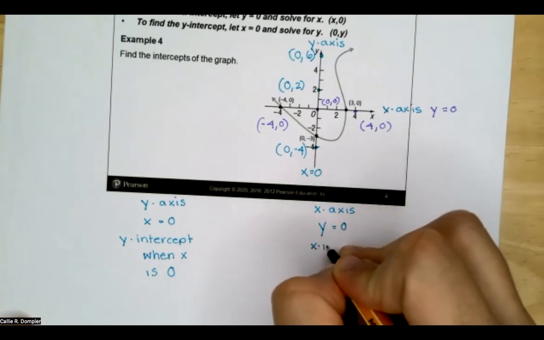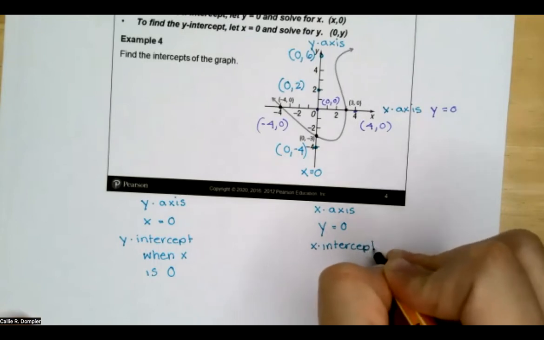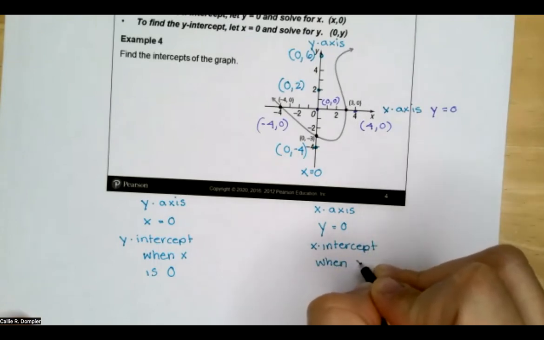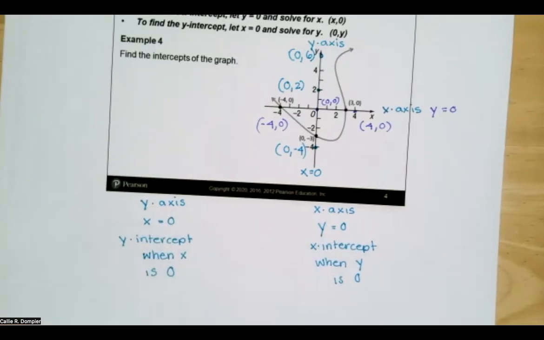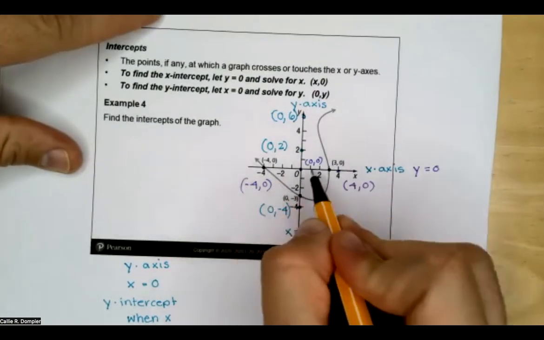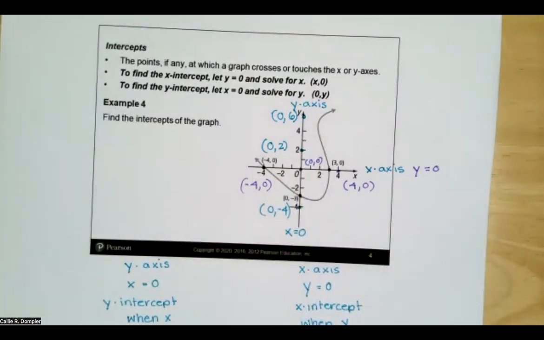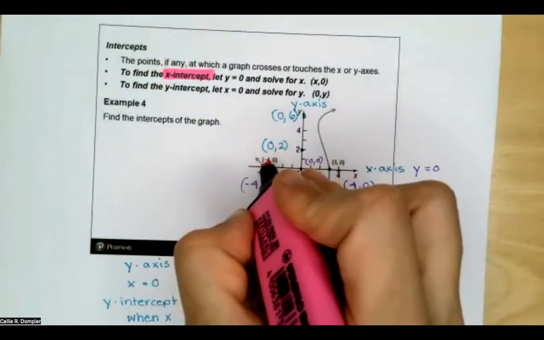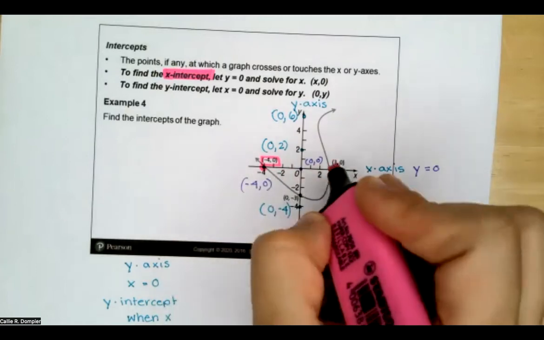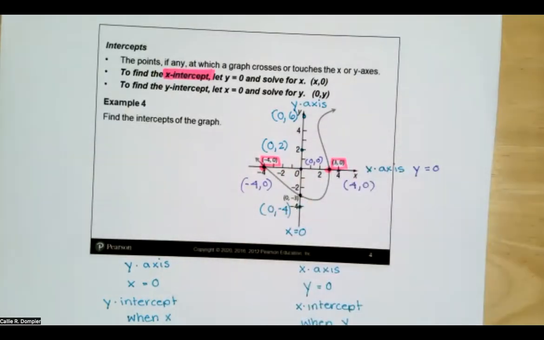You can find your x-intercept when or where y is 0. My x-axis has a y value of 0. My y-axis has an x value of 0. So to find the intercepts, you find the places for the y-intercept, x equals 0. For the x-intercept, where y equals 0. Okay. If you're just looking at a picture, you can just remember that this is x, right? So my x-intercepts are where it crosses x. -4, 0, and this one has 2, 3, 0. Those are my x-intercepts.